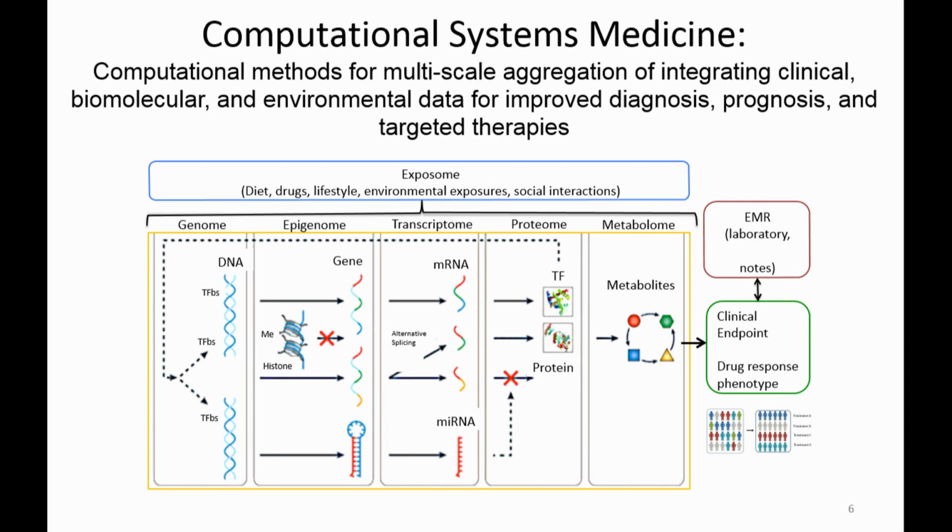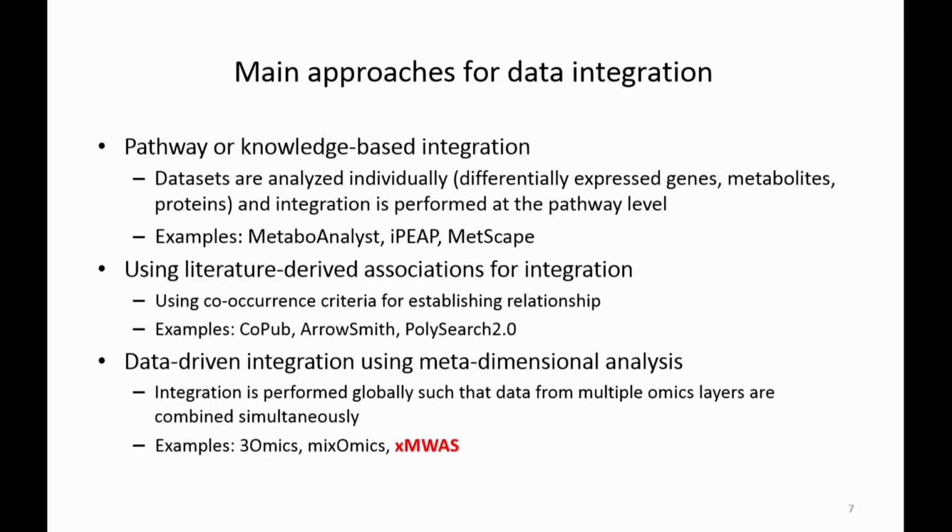So how do we combine all this data and try to make some meaningful sense of the multi-scale network level organization between the clinical outcomes, the biomolecules, and the environmental data? To do that, there are a lot of different methods available that allow us to do this type of data aggregation. I classify them under three main categories.